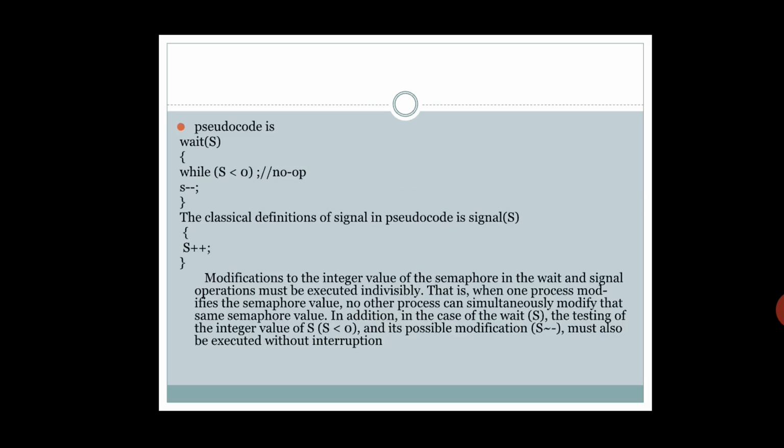Now in addition, in the case of wait S, the testing of the integer value of S, whether it is less than or equal to 0, and its possible modification, S minus minus, must also be executed without interruption. So this is one of the concepts, based on the algorithm they have gone for explanation. Once it is done like this, what should be the next step? There will be some steps which have to be followed. The same thing they have given with respect to this particular algorithm.